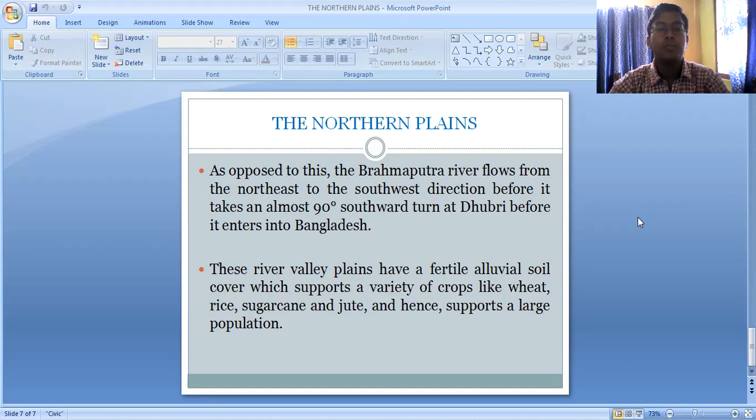The northern plains are the most important part of our country, from where most of the agricultural production of our country comes. So this is what we had about the northern plains as a physiographic division of India.